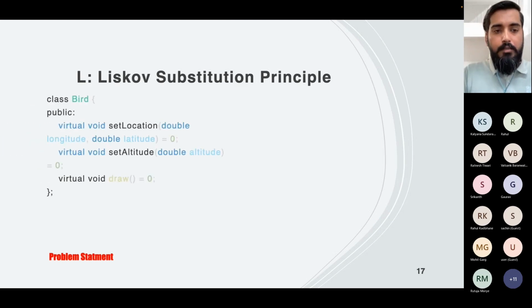So you have a bird class. In this, you have three methods: set location, set altitude, and draw. So assume you are developing one app where you have different birds, and you want to track their movement, and you want to draw some graph. So the draw function is for that, and you want to check the location, that is lat long, and then you want to check their height also, how high they are. So based on that, you will draw one graph. This looks good.